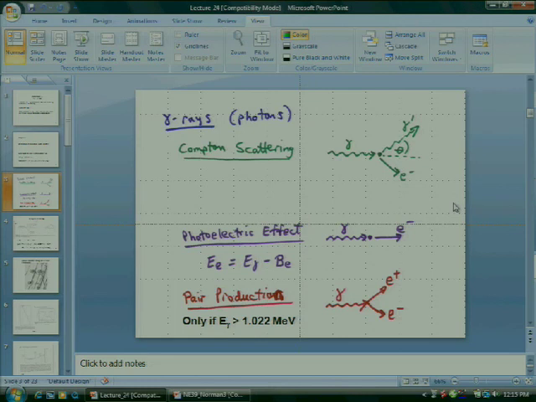He talked about it anyway. He knew it was right. So that's the photoelectric effect.